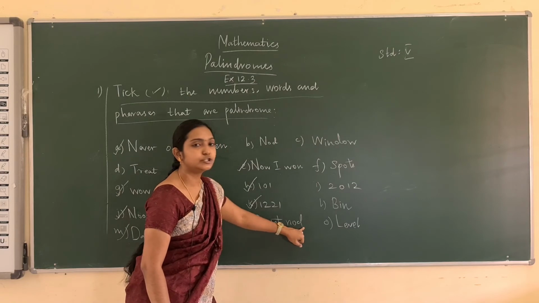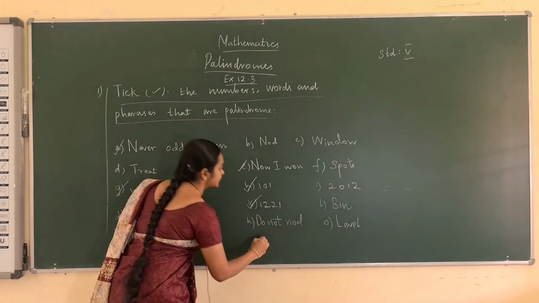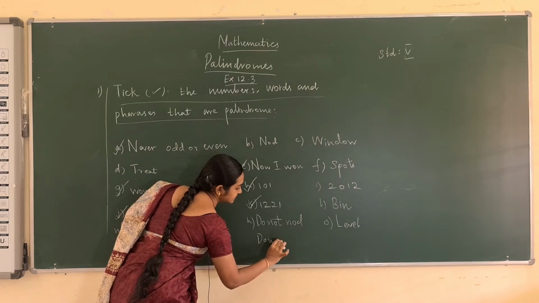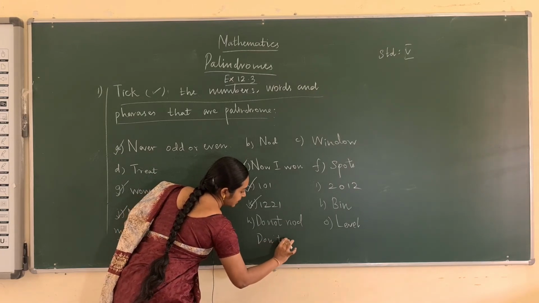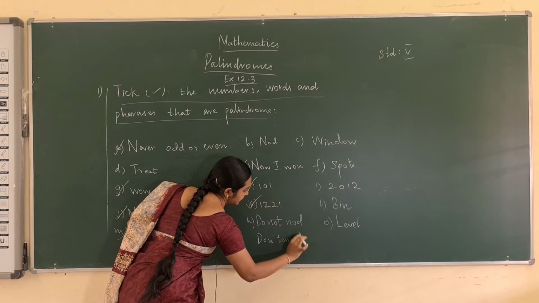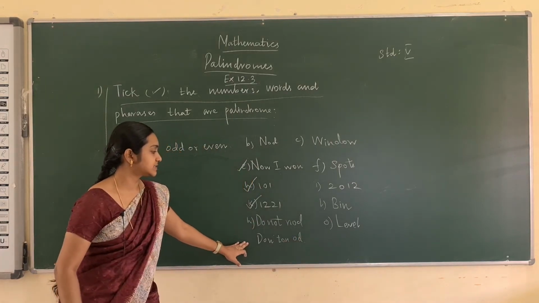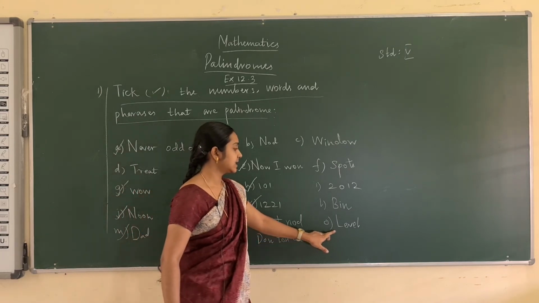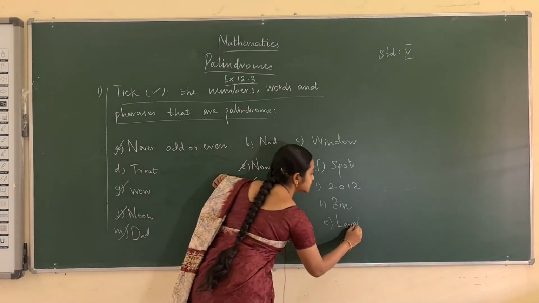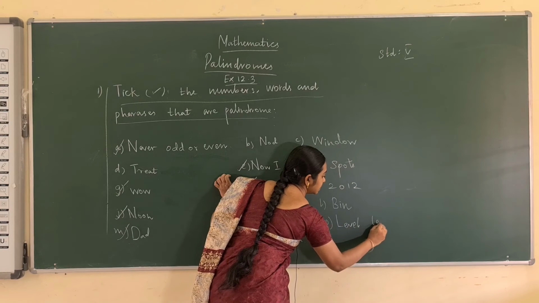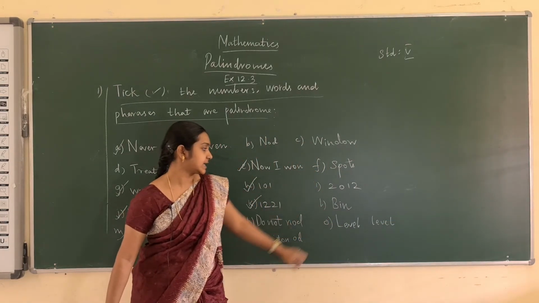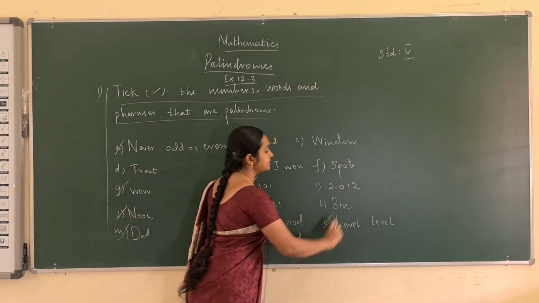Do not nod. Reverse this, D-O-N-T-O-N-O-D. Both are not the same. So this is not a palindrome. Next, level. Reverse this, L-E-V-E-L. Even after reversing, we are getting the same word. So level is a palindrome.